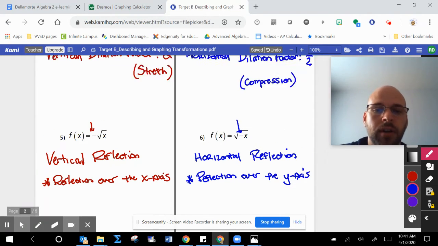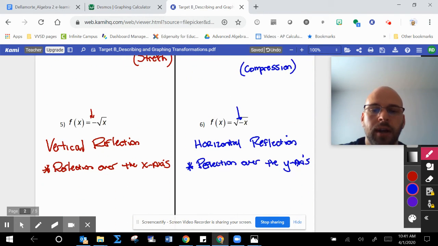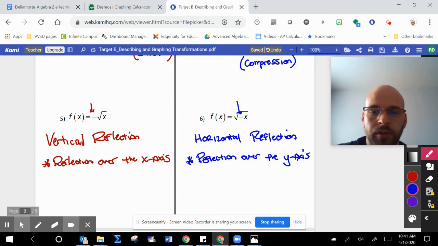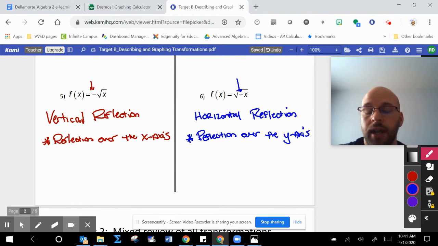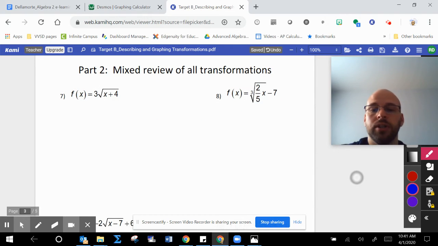Okay, so these are the 6 different types of transformations that I have here. Hopefully that's a little bit of a review for you. But in the following problems, I have combinations, problems with a mixture of these transformations. I would like to identify them one by one so you can see what the expectation is. All right, so let's take a look at number 7.